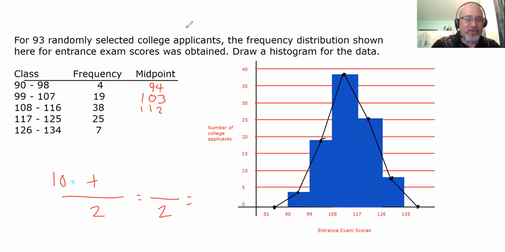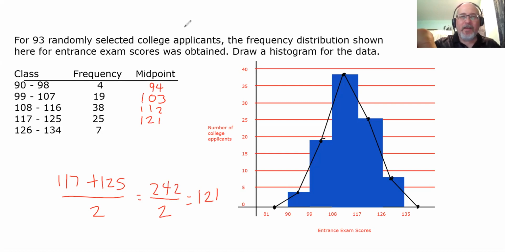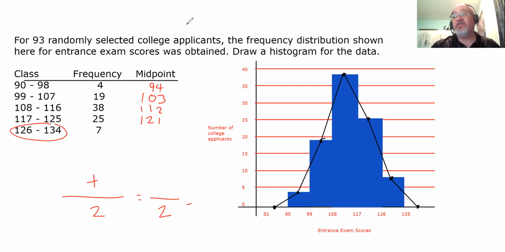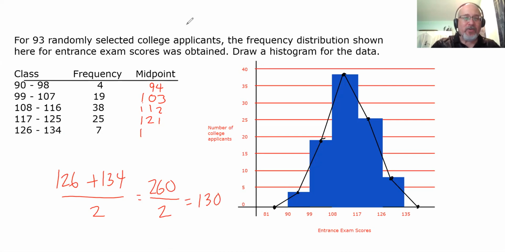For our fourth class, 117 through 125, their sum is 242. 242 divided by 2 is 121. And for the last midpoint, the midpoint for the last class, 126 to 134, 126 plus 134 is 260. 260 divided by 2 is 130. That is our final midpoint.